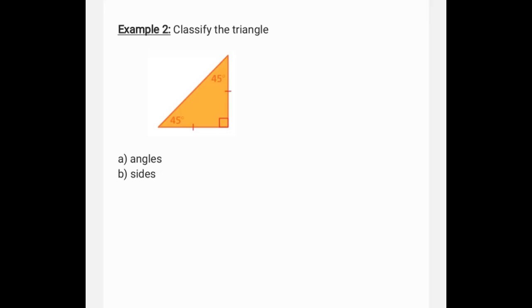Example 2, looking at the angle, what is this triangle called? It is called a right triangle because we can see that there is a 90 degrees right angle right there. So by the angle part of the triangle classification, it is called a right triangle. Now looking on the outside part of the triangle, what is this called? It is called an isosceles triangle because I can see that there's a 45 degrees angle right here.